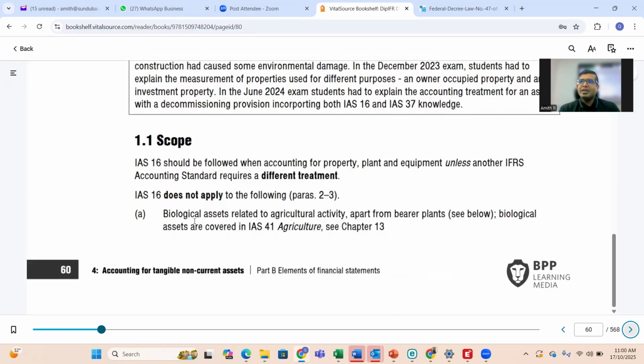You have acres of land, you have planted a lot of mango trees, and these mango trees can be used for more than one period. They will stay for many years, right? And they will bear you fruits. We pluck the fruits and we sell them. So this, looking at our business, becomes a property, plant and equipment. It will be more clear once you see the definition of a PPE.